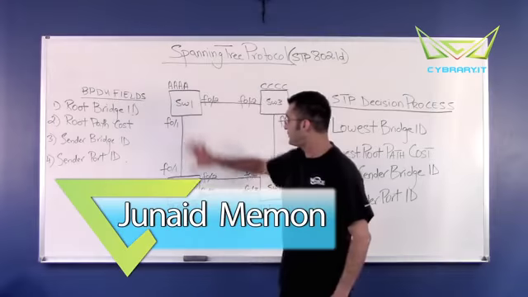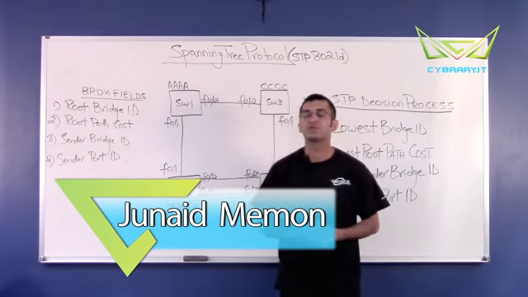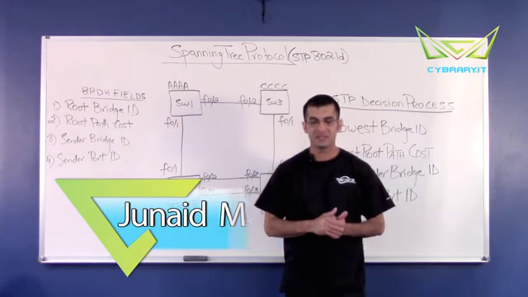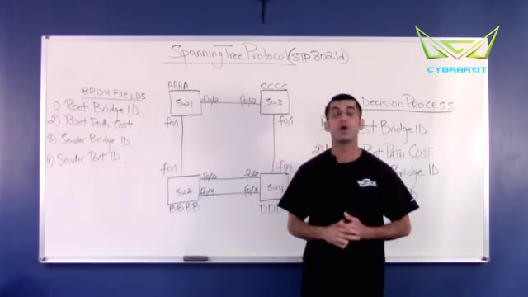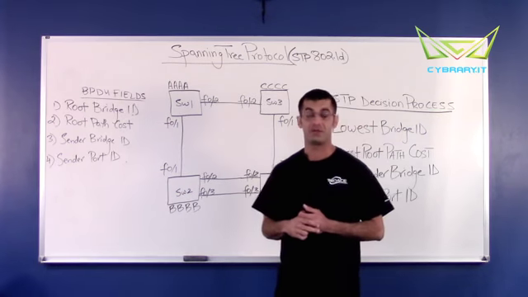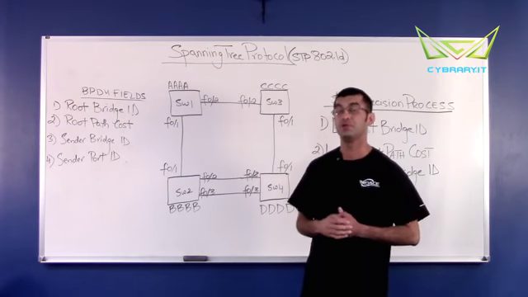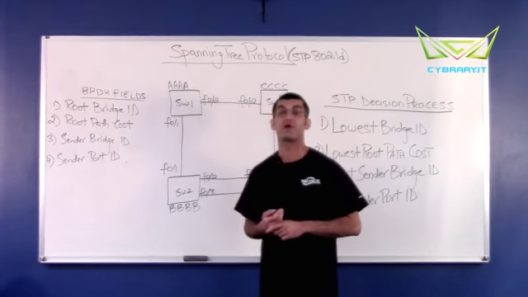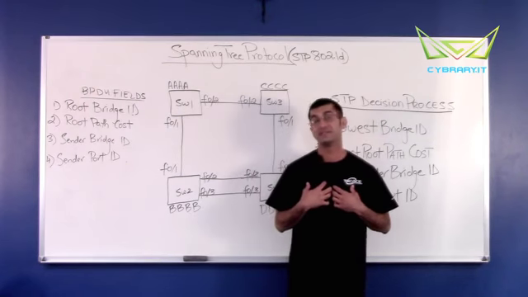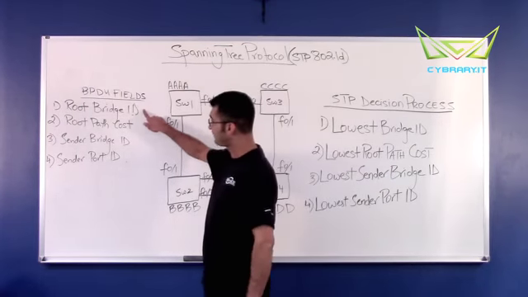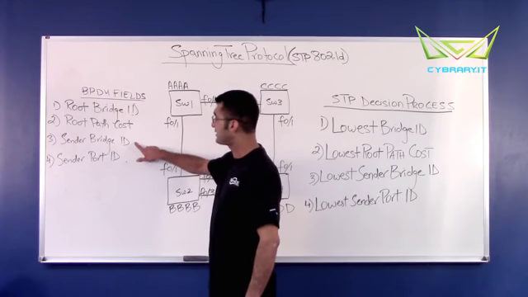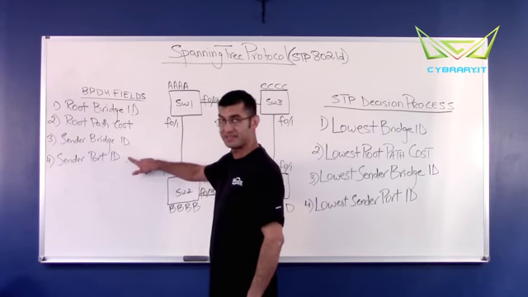When each of these switches powers up, or when Cisco switches power up, they immediately start sending out frames to each other out of all ports called BPDUs, or Bridge Protocol Data Units. Now, these BPDUs have 4 fields in them that are of importance to us as CCNA candidates. These fields are root bridge ID, root path cost, sender bridge ID, and sender port ID.